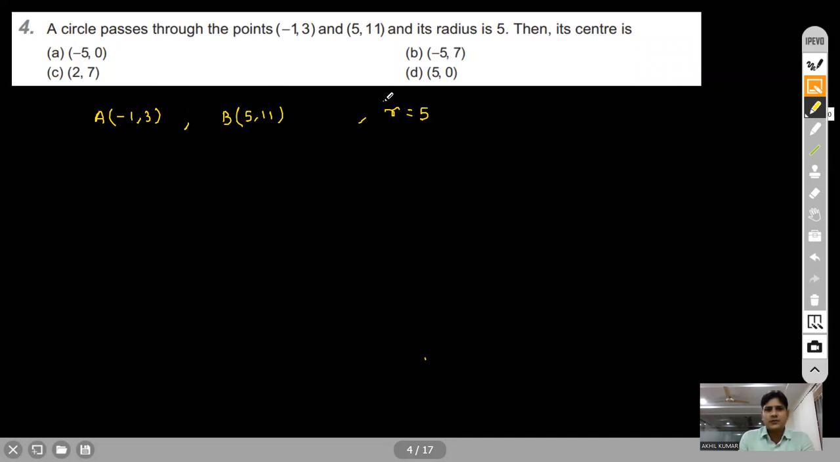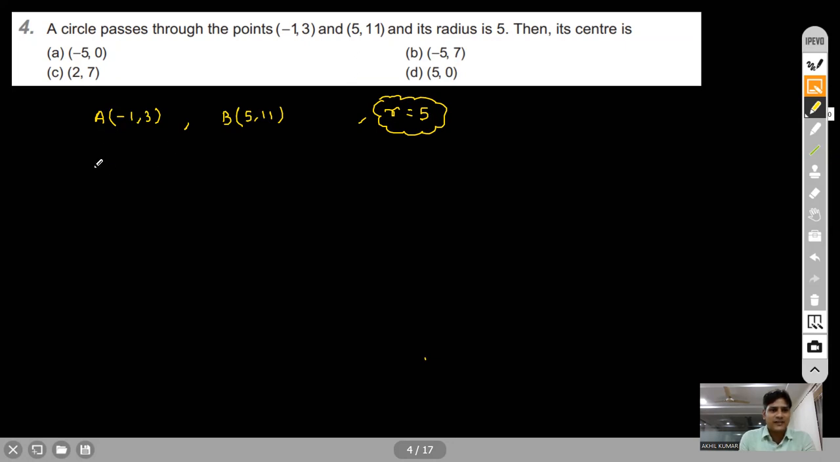The radius is known to us, no? The radius is given as 5. So let me check the distance of AB. Like, what is the length of AB? Okay, one intuition is coming to my mind, it may come as 10. Why? If it comes as 10, then this AB will be the diameter. Right. So once we arrive at that, we can say the midpoint of this AB will be the center of this circle.